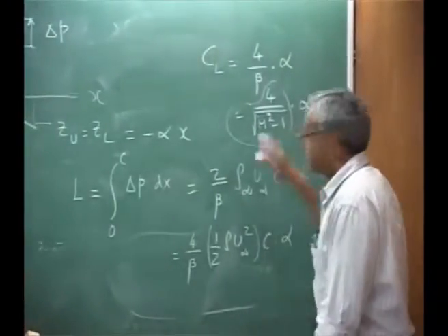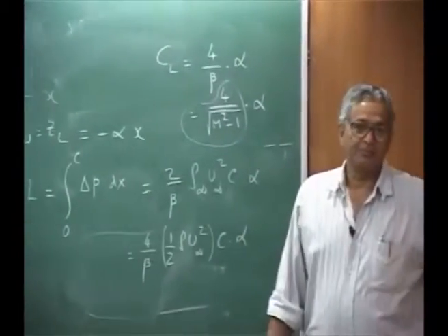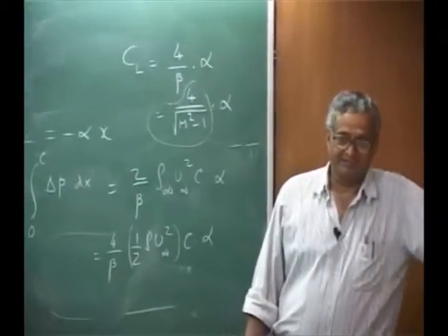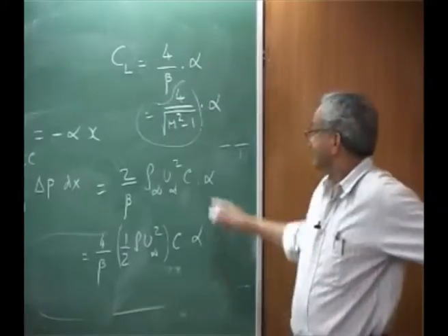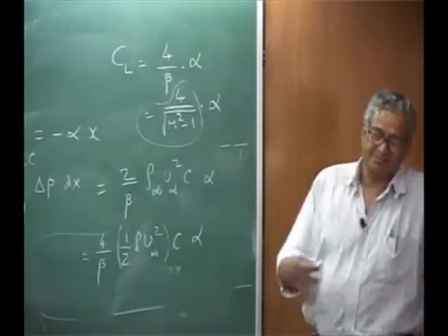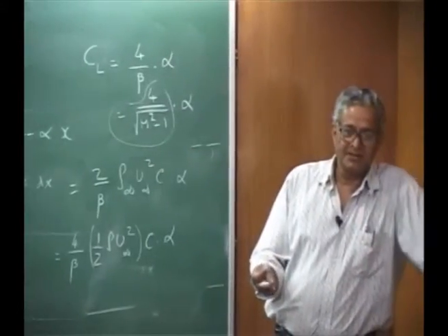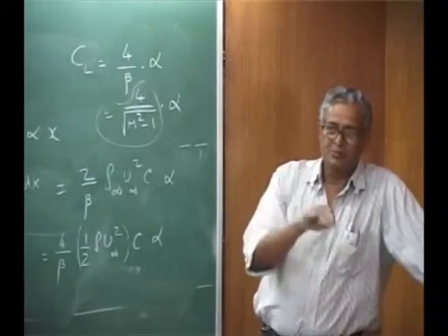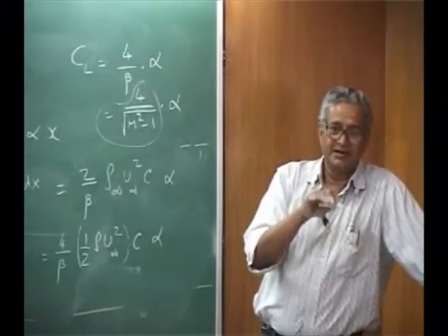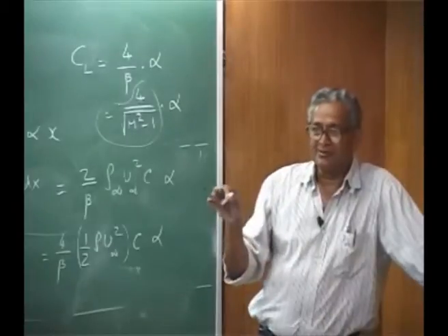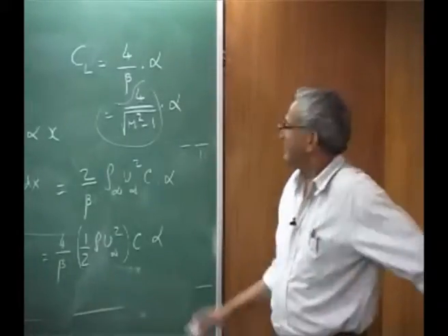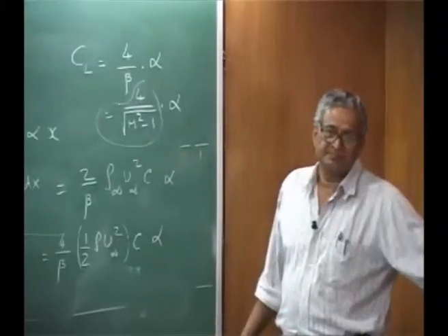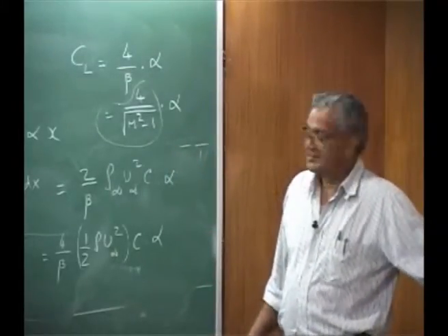See, subsonic you always say 2 pi, whereas in the supersonic this is 4 over root of m square minus 1. But subsonic compressibility, when you take it, you write it as 2 pi over root of 1 minus m square. Here it is m square minus 1, and this is the CL alpha.